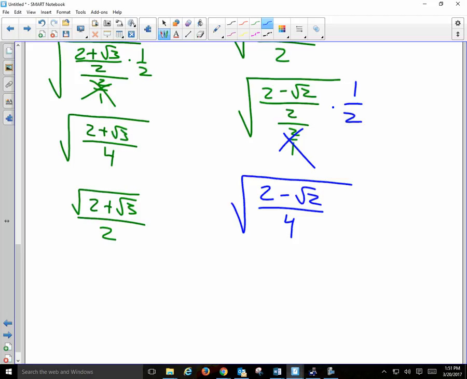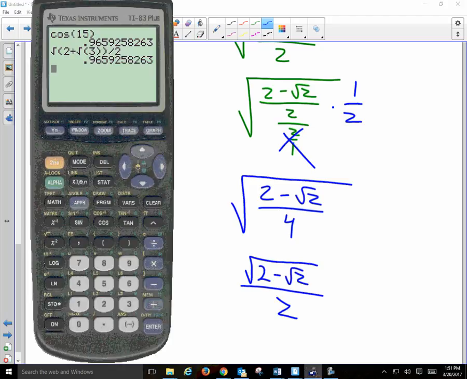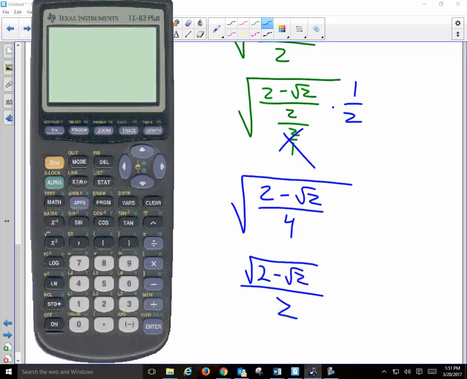Can you take the square root of the top? No. Can you take the square root of the bottom? Yeah, so I get 2 minus the root of 2, in the square root, divided by 2. So that's my answer there. Okay. That's okay. We could choose what we like. Now, look at what you just did. You got 45, and you divided it in half, and you got 22.5. Okay? Watch what happens.